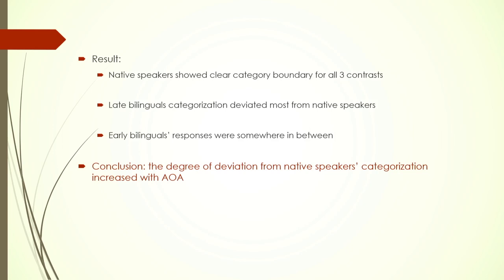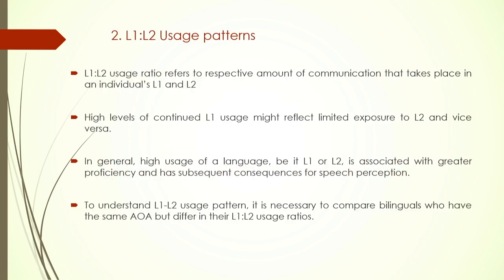The result was that native speakers of course could show a clear boundary for all of these contrasts. Late bilinguals' categorization deviated most from the native speakers. So, the later you start learning your second language, the worse your performance in finding out the contrast between the stop consonants, which differed only in terms of voicing. Early bilingual responses were somewhere in between, just like the previous study. So, there is a correlation here also between age of acquisition and their performance in finding out the contrast, either in case of vowel discrimination or in case of discrimination of voiced versus voiceless consonants.